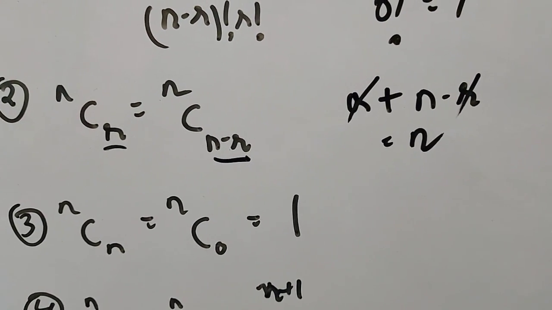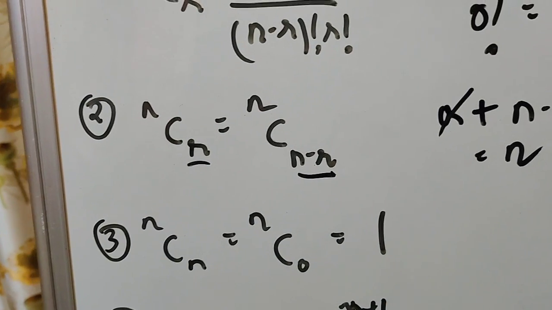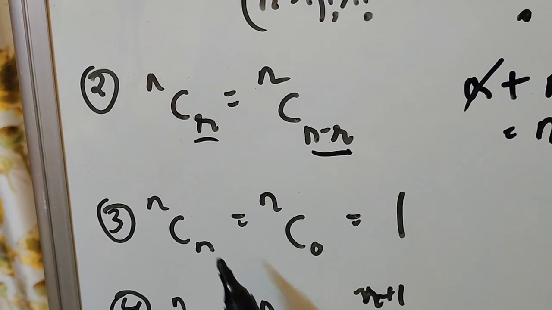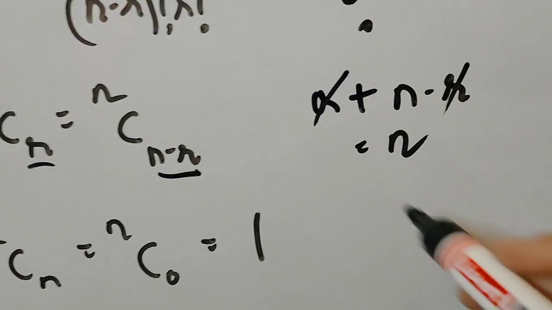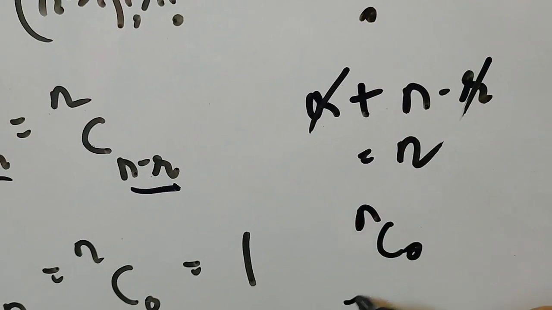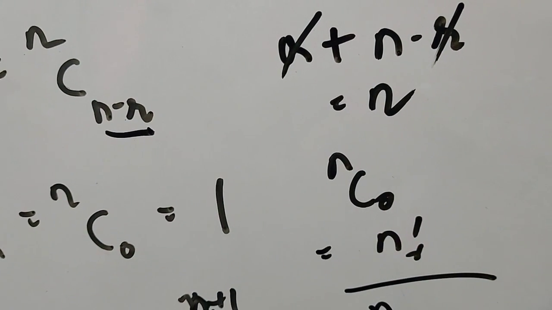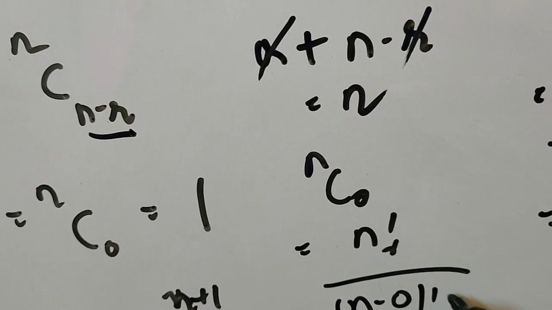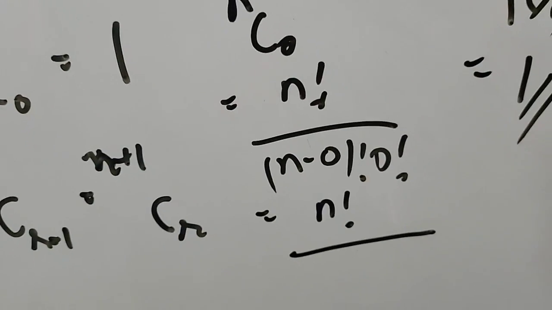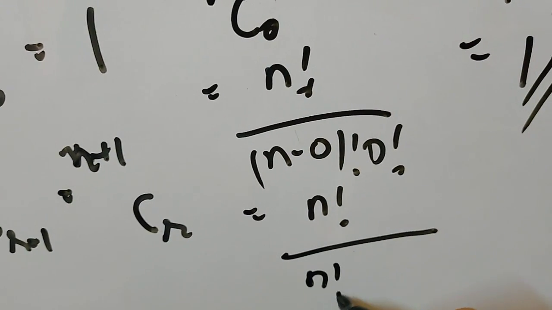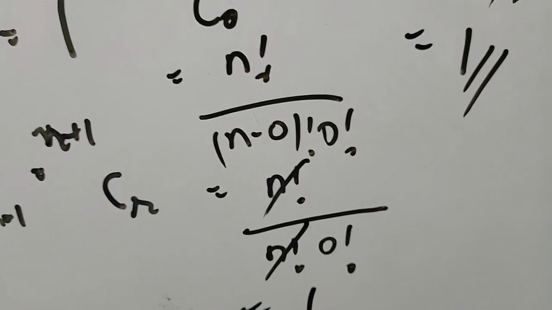That means, for example, 2C2 will always be 1, and 5C5 will always be 1. Now similarly nC0. Apply the combination formula: n factorial by (n minus 0) factorial into 0 factorial. n minus 0 is n only, so n factorial into 0 factorial. 0 factorial is 1, so the answer is 1.